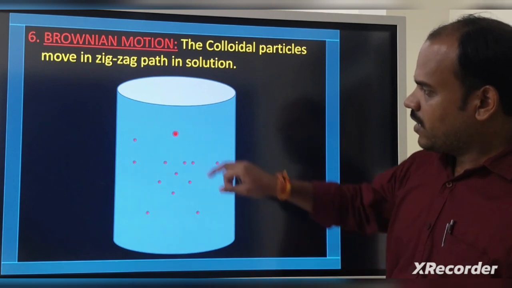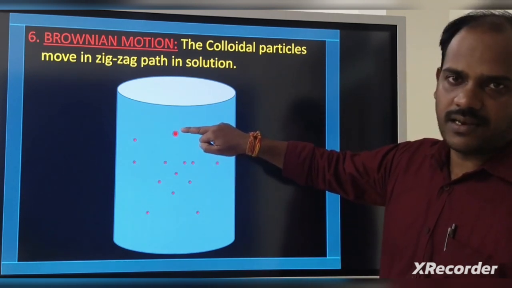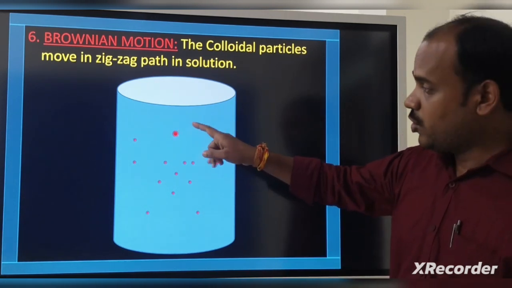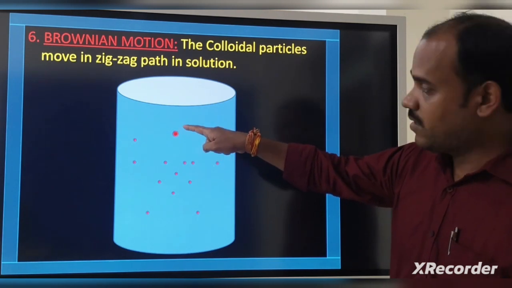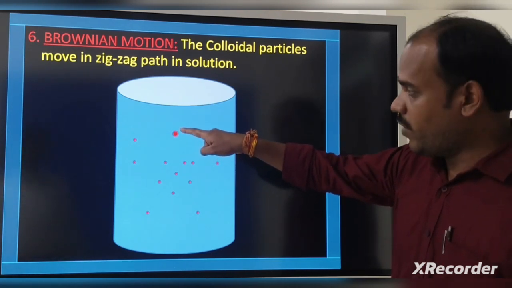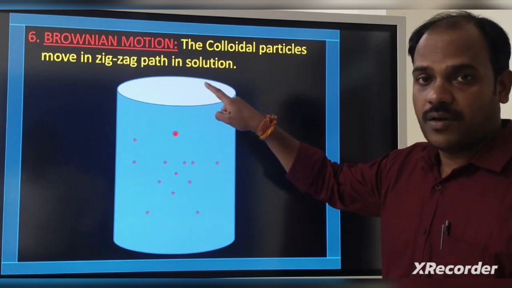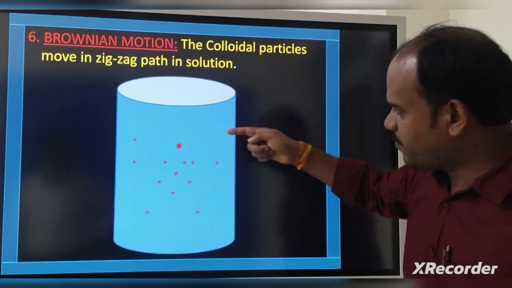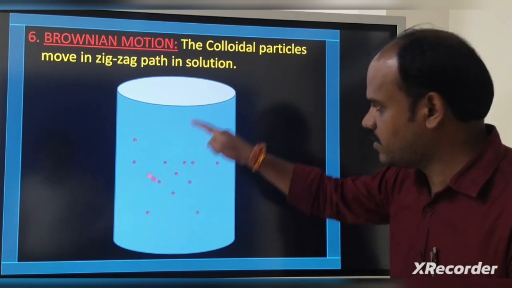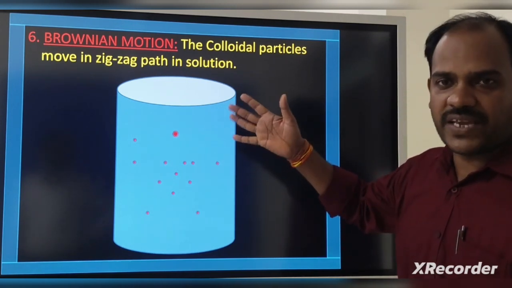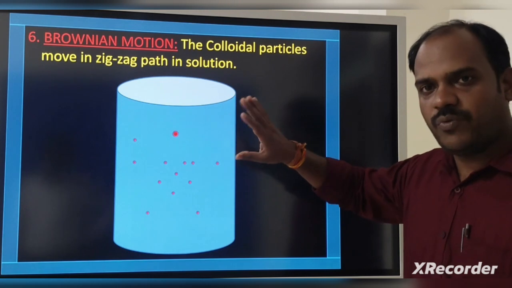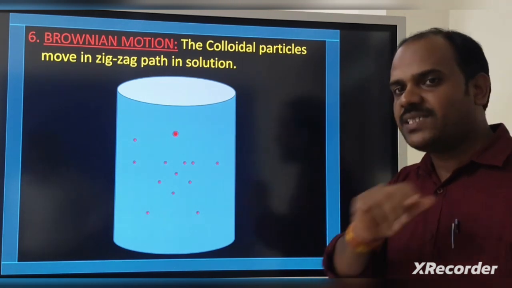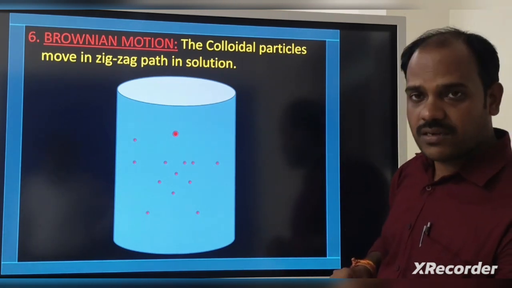Here, my friends, you see this dark red circle. This dark red particle will move in this solution, but in random motion. How? Let's see where this particle is moving. The path is not fixed. The particle is moving in any direction. Why are these particles moving?